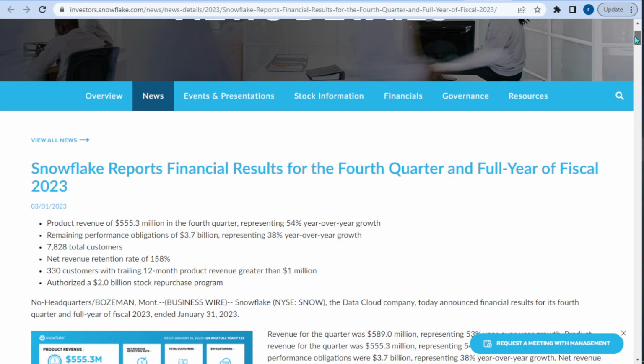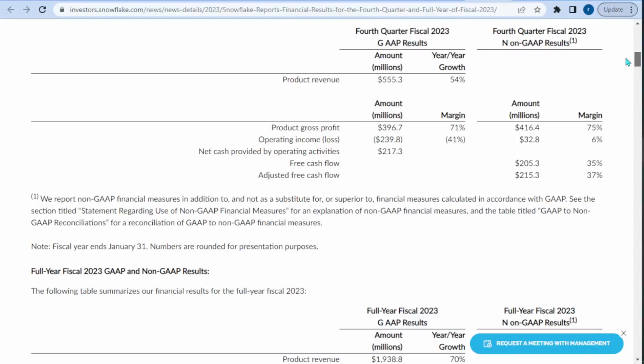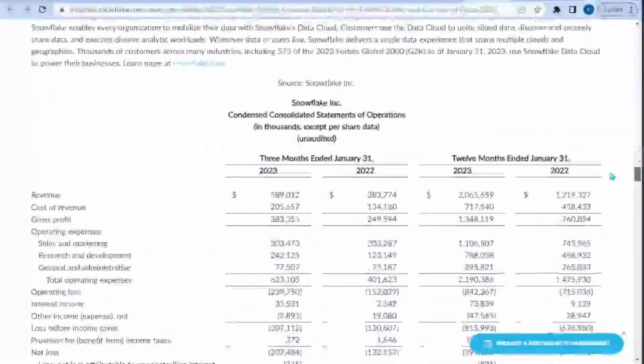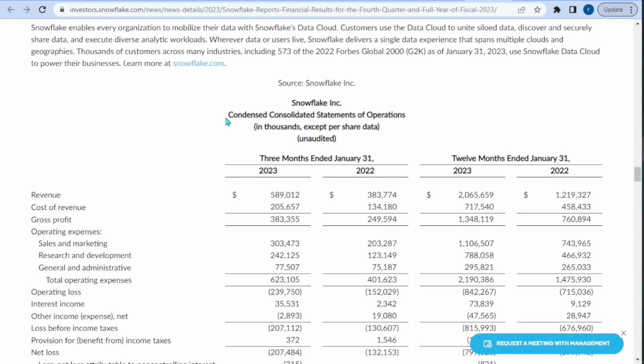So first things first, I always like to scroll down, look for something that looks like an income statement. So right here, Snowflake condensed consolidated statement of operations. These numbers are in thousands except per share data. So pretty much everything is in thousands except earnings per share is what that means.